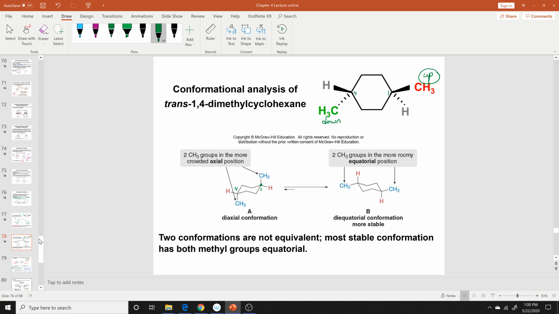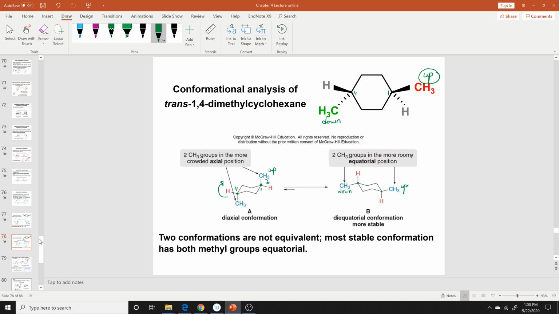So now I'm going to go ahead and flip it. To flip it, this carbon becomes down, and that carbon over here is going to become up. So this carbon up, this carbon down. And now the CH3, it's up. It has to stay up. It's now on the equatorial. The CH3 is down, it has to stay down. So now it's on the equatorial.